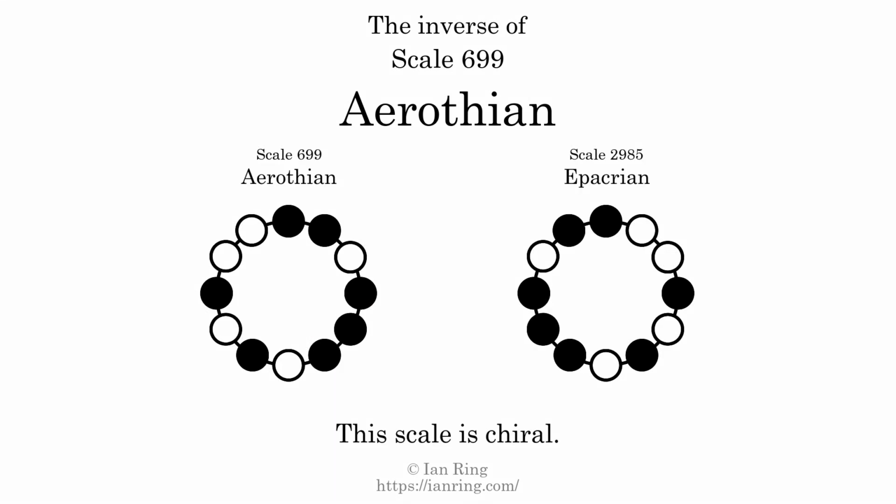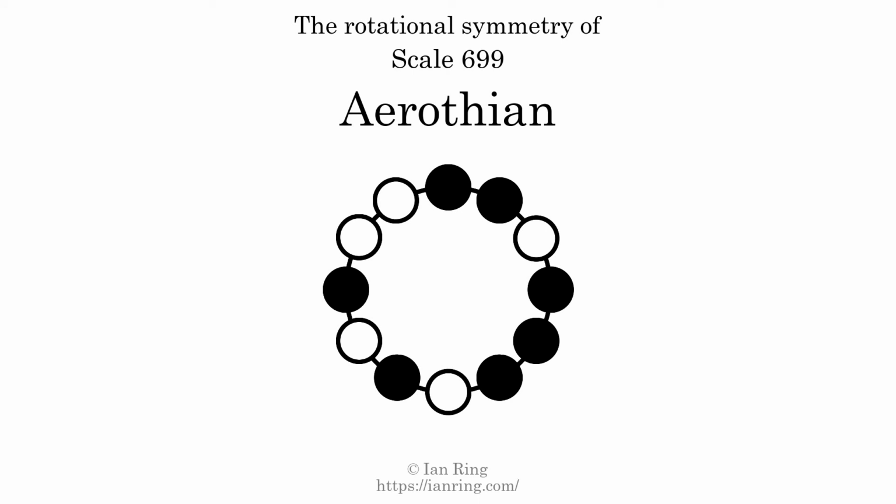The inverse of a scale is a mirror image. It is what you get when the sequence of intervals is reversed. The inverse of this scale is scale 2985, also known as Aerothian. This scale is chiral. It cannot transform into its inverse by rotational transformation. This scale has no rotational symmetry.